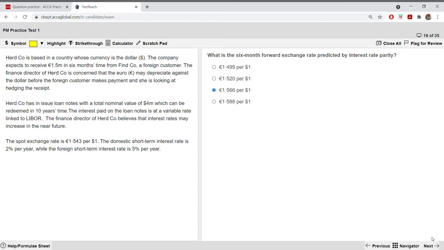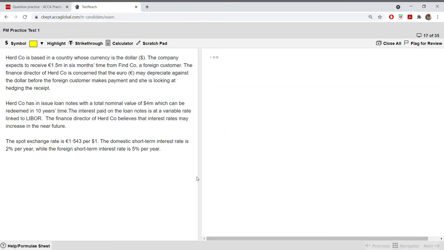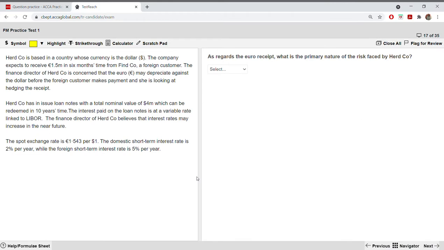Okay. Coming to the next question. This is the second question. There will be 10 questions in section B. As regards the euro receipt, this is the same case study. What is the primary nature of risk faced by Herd? We have already read it previously, so don't waste your time reading it again. You can read again if you want to understand it better, but if you have understood it the first time, don't waste time reading it again. You can quickly answer this, because this saves your time.